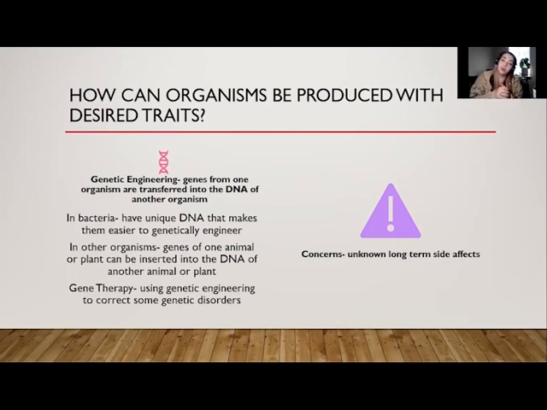And those are the 3 ways that we can produce an organism with desired traits: selective breeding via inbreeding or hybridization, cloning, and genetic engineering.